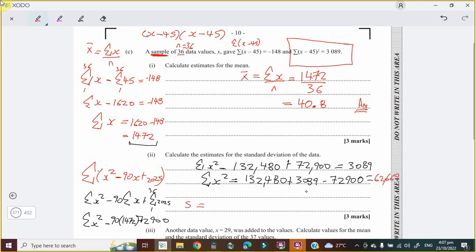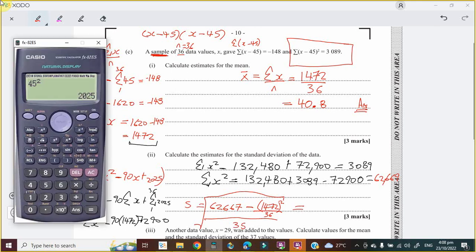Alright, now we can use the formula for the standard deviation. Remember, gentlemen, if you're not showing them the formula, you don't get the marks for the formula, because they're going to tell you it's on the formula sheet. It's the square root of the sum of xi squared, which is 62,667, minus the sum of x, which you'll find in part 1 already, 1472 squared over n. n is 36, over n minus 1. n minus 1 is 35. Punch that in the calculator. That's all. Easy.